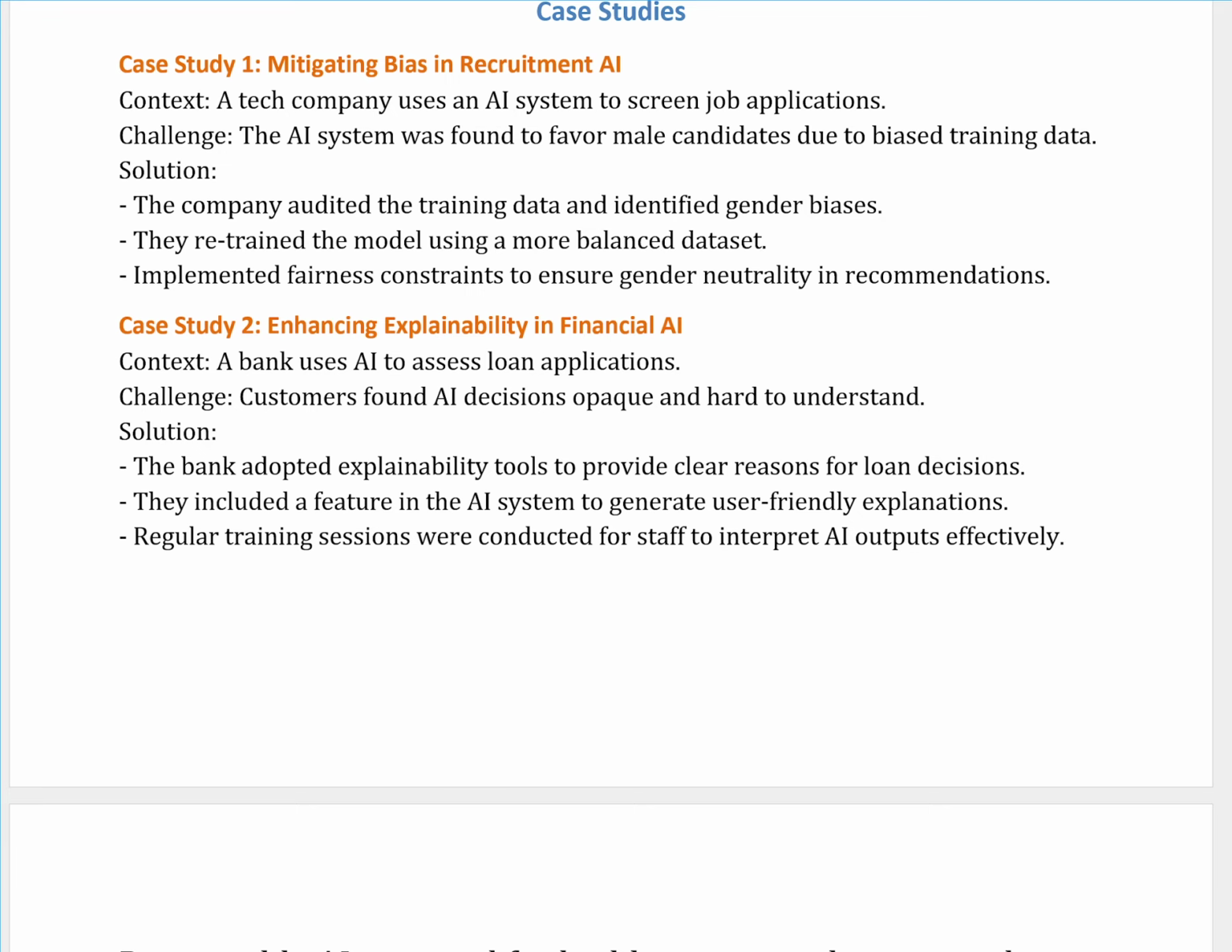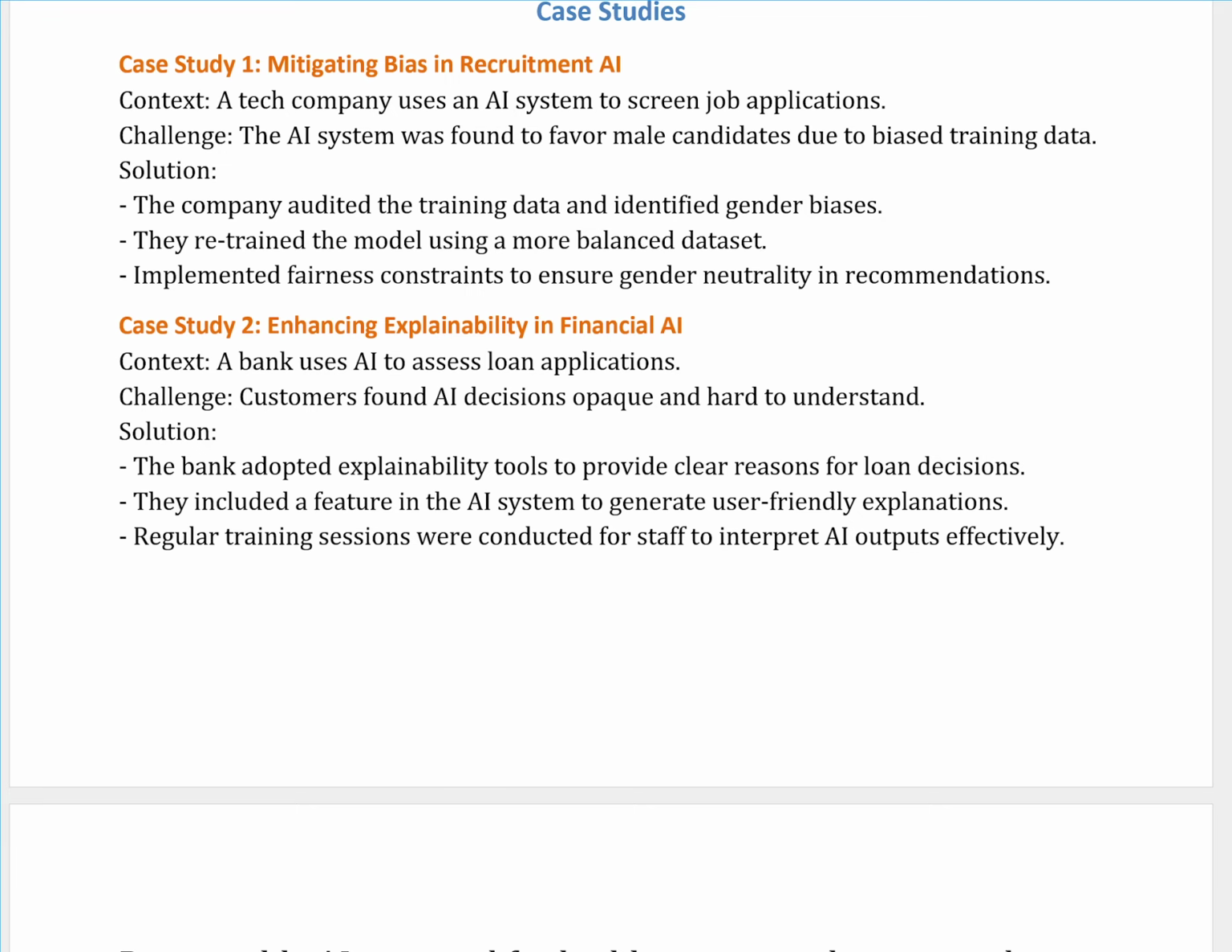Case Study 2. Enhancing Explainability in Financial AI. Context. A bank uses AI to assess loan applications. Challenge. Customers found AI decisions opaque and hard to understand.